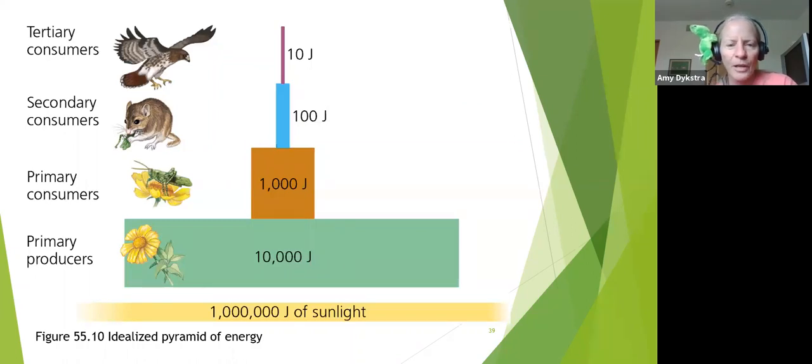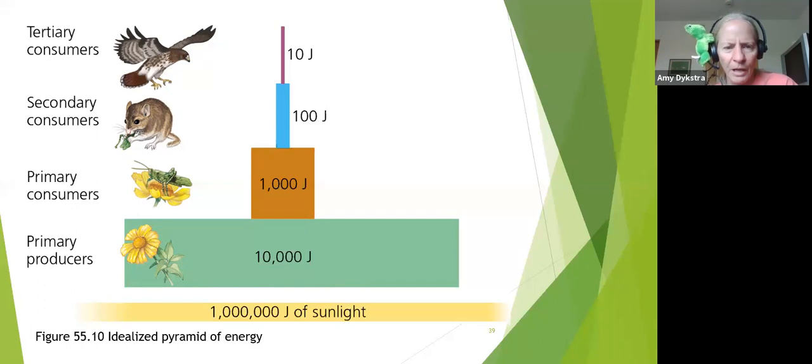And so 10% of the energy that is stored by the primary producers is available to the primary consumers. And out of that 1,000 joules that the primary consumers can eat, only about 100 are available to the secondary consumers. So only about 10% of the energy is available to the next level up.